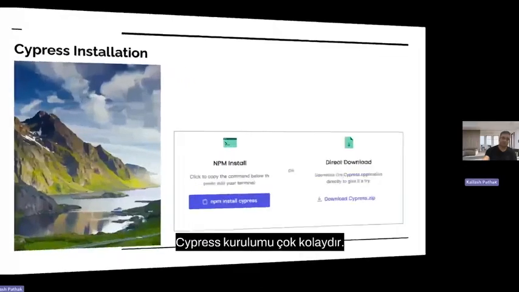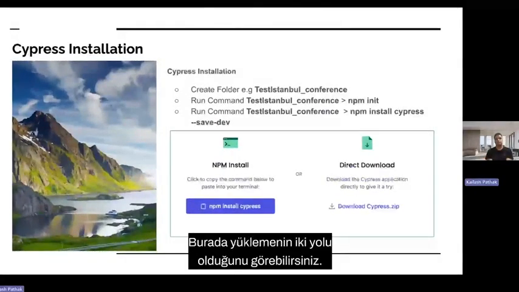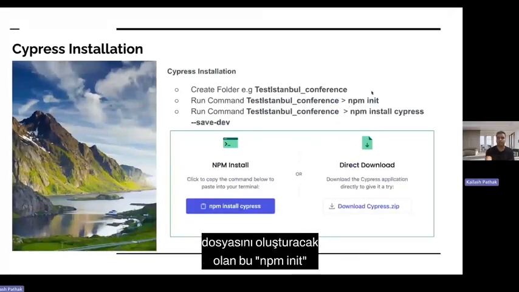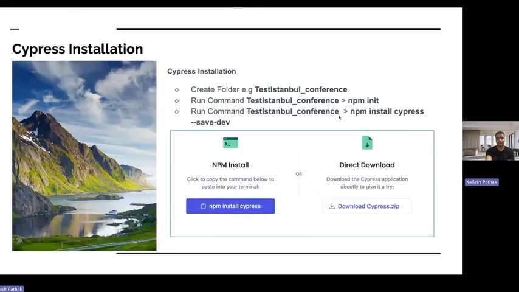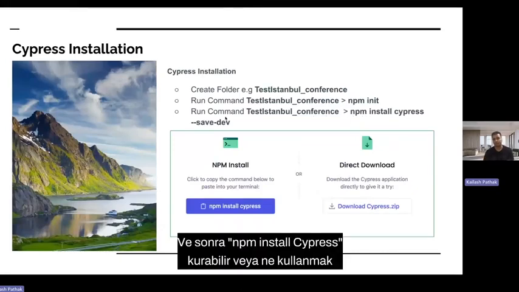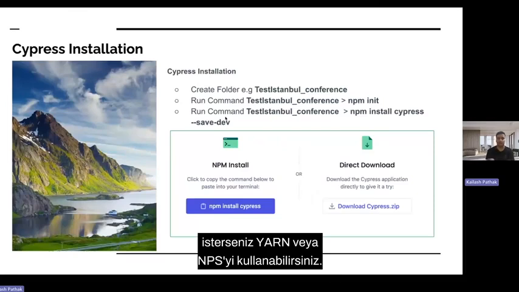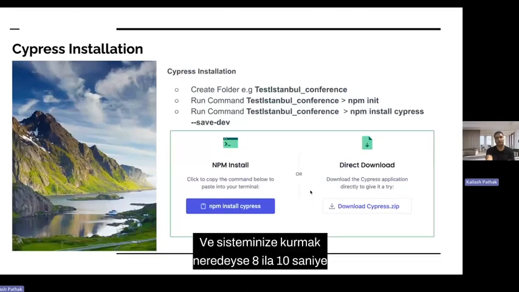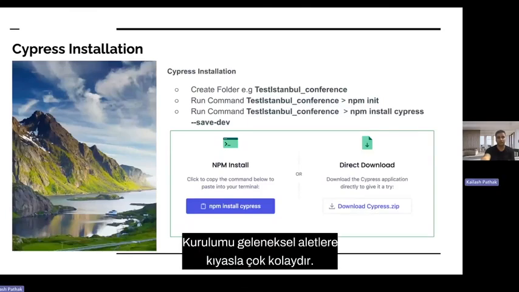So Cypress installation is very easy. Here you can see there are 2 ways to install. First, just create a folder and run the npm init command, which will create the package.json file. Then you can just run npm install cypress, or you can use yarn or npx, whatever you want to use. The other way is that you can download the exe also, right? It will take hardly 8 to 10 seconds, or maximum 15 seconds, to install on your system. And once installation is done, you can start writing your test cases. So that is the beauty of Cypress. Installation is very easy compared to traditional tools.